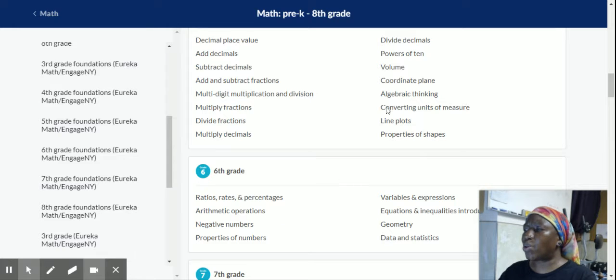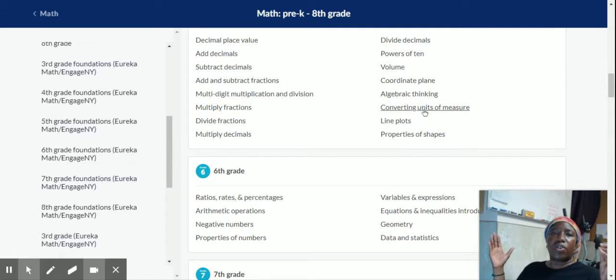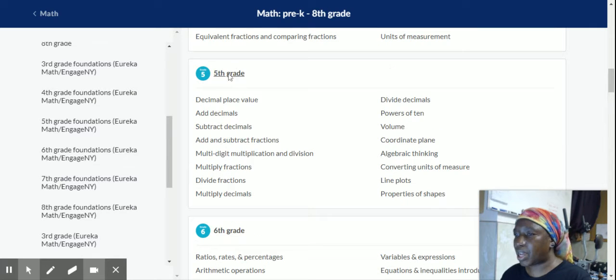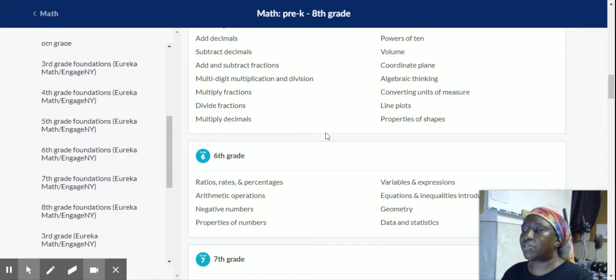Now, I forgot one word in this volume, the powers of 10. I did algebra thinking, converting units of measure. And remember how now you get a liter of Coca-Cola. So you need to go from Fahrenheit to Celsius. You go like that. So they're teaching you that in the 5th grade. Okay? Properties of shapes. When did you first learn the shapes?